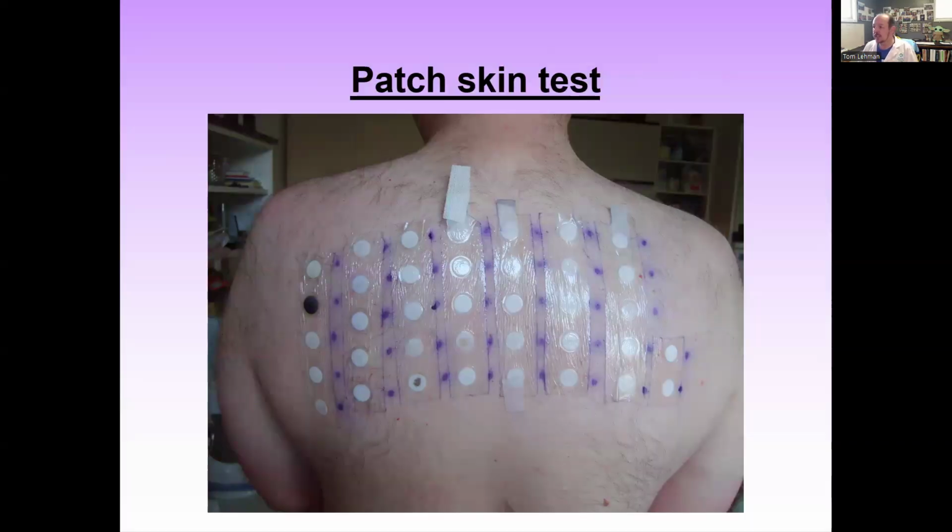Here's a patch skin test doing the same thing, only now we're testing more than just the one antigen. Each one of those little white discs has a small bit of a different type of antigen that we're putting up to the skin, and we can see, for example, a considerable reaction over here, a smaller reaction here, and many of these have almost no reaction. And so we can test a whole lot of different antigens at the same time.